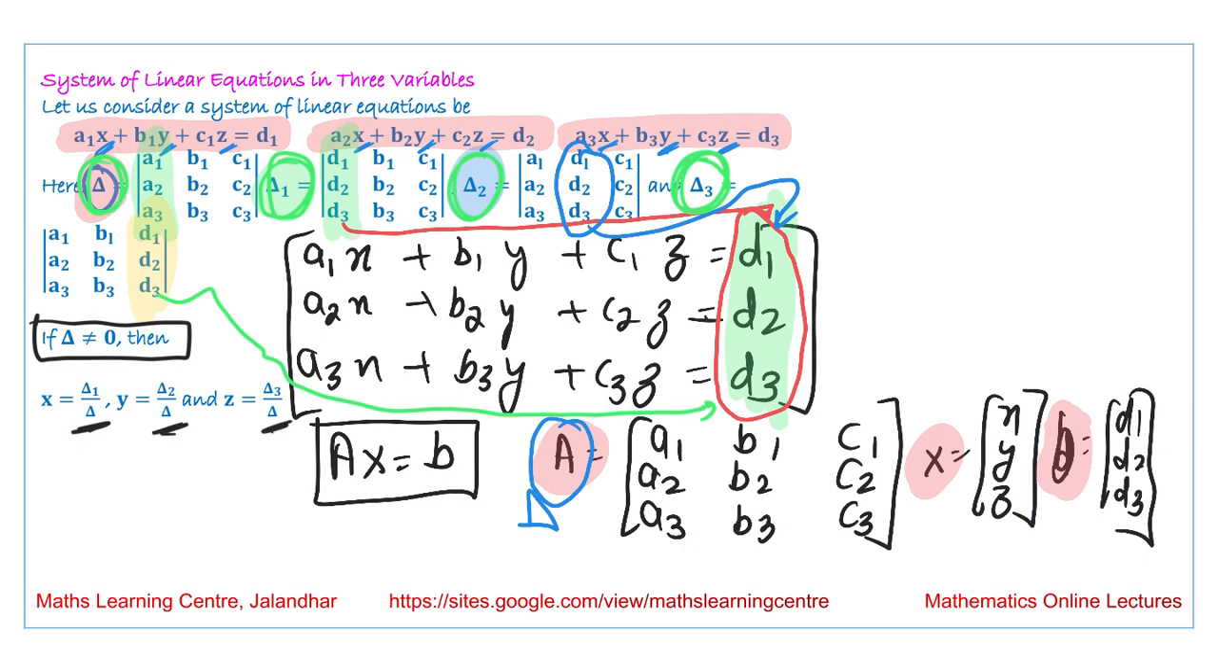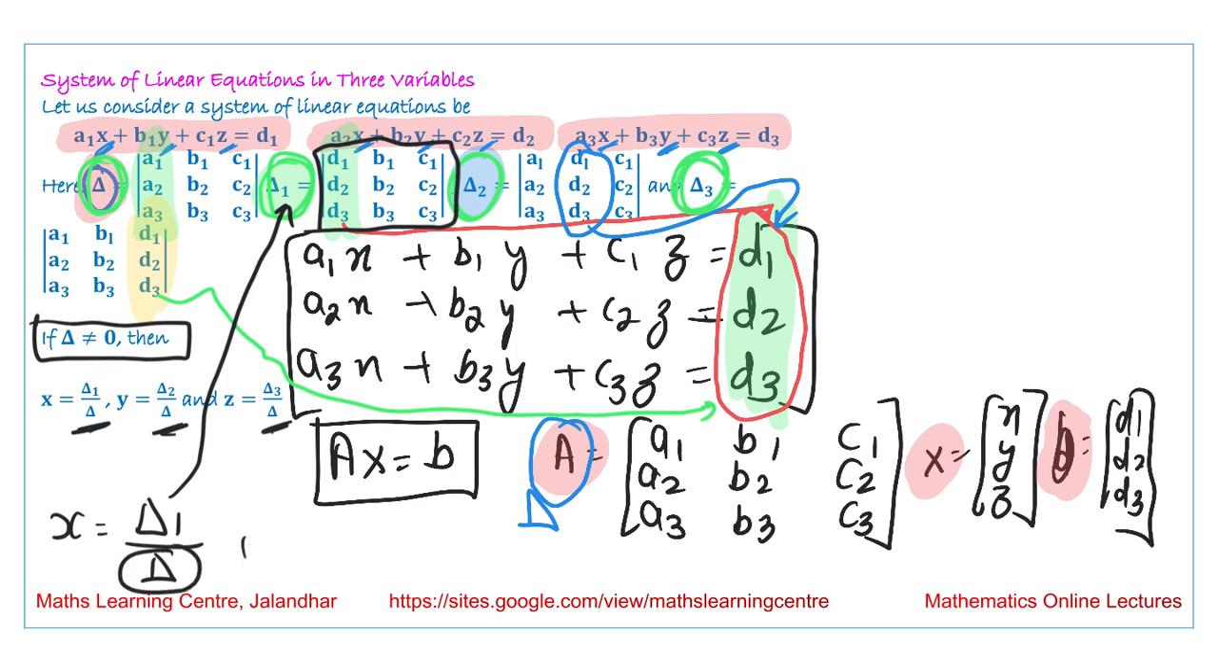So if delta is not equal to 0, then the value of x will be given by delta 1 by delta. Delta 1 is this determinant that we have calculated, divided by delta. Y will be given by delta 2 by delta, and z will be given by delta 3 by delta. So this is just the extension of the previous method that we have done, Cramer's rule for the 2 cross 2 equation. This is for the 3 cross 3 system.